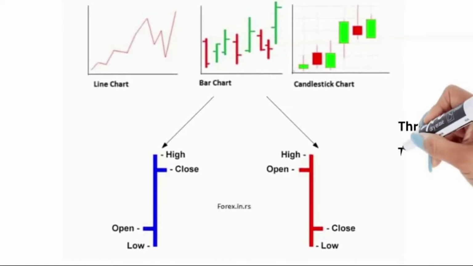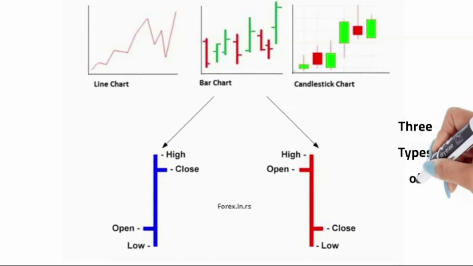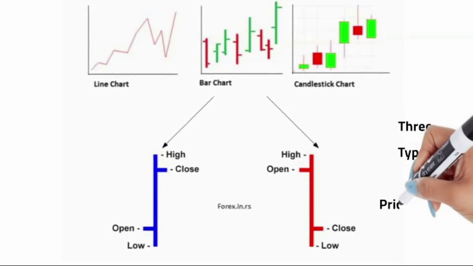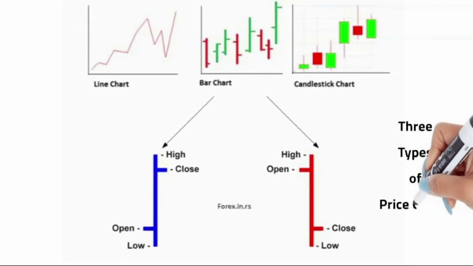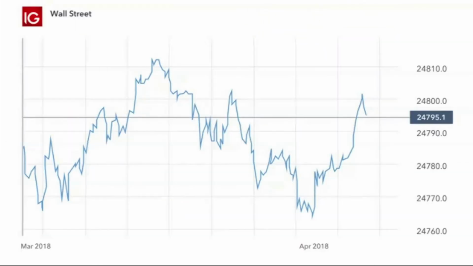Let's now take a look at the 3 most popular types of price charts. 1. Line chart. 2. Bar chart. 3. Candlestick chart. Now, we'll explain each of the forex charts, and let you know what you should know about each of them. Line chart.